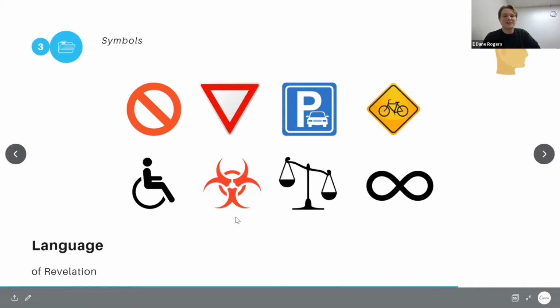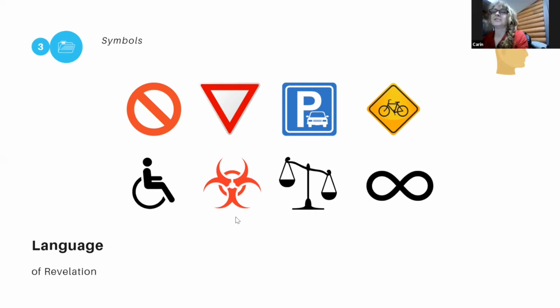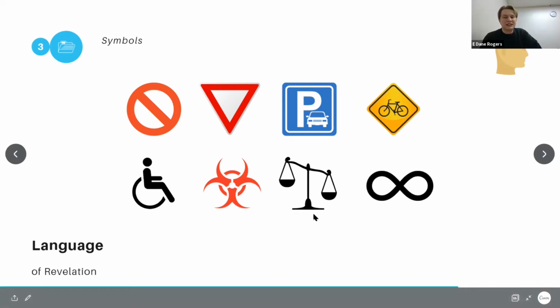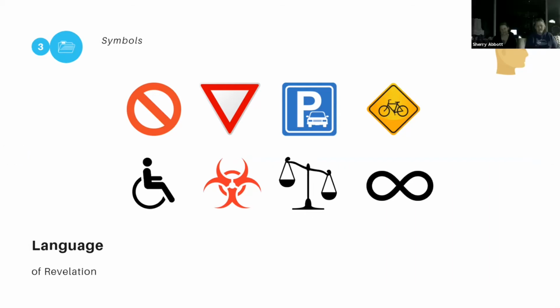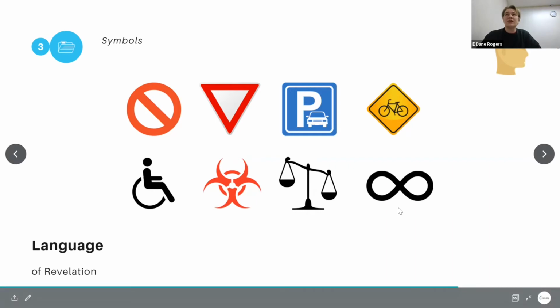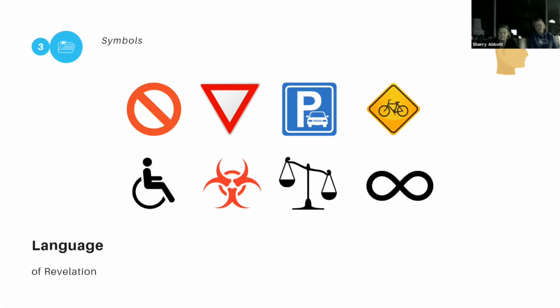Okay, the next one. Hazardous. Hazardous, often specifically like biohazard. Yeah. Hey, what about this one? Justice. Yeah, it can sometimes be law, but we know these are the balance scales of justice. So our specific word that we could draw to that is justice. And this is pretty unique to our Western culture. And what about the last one? Infinity. Yeah. Or HM.